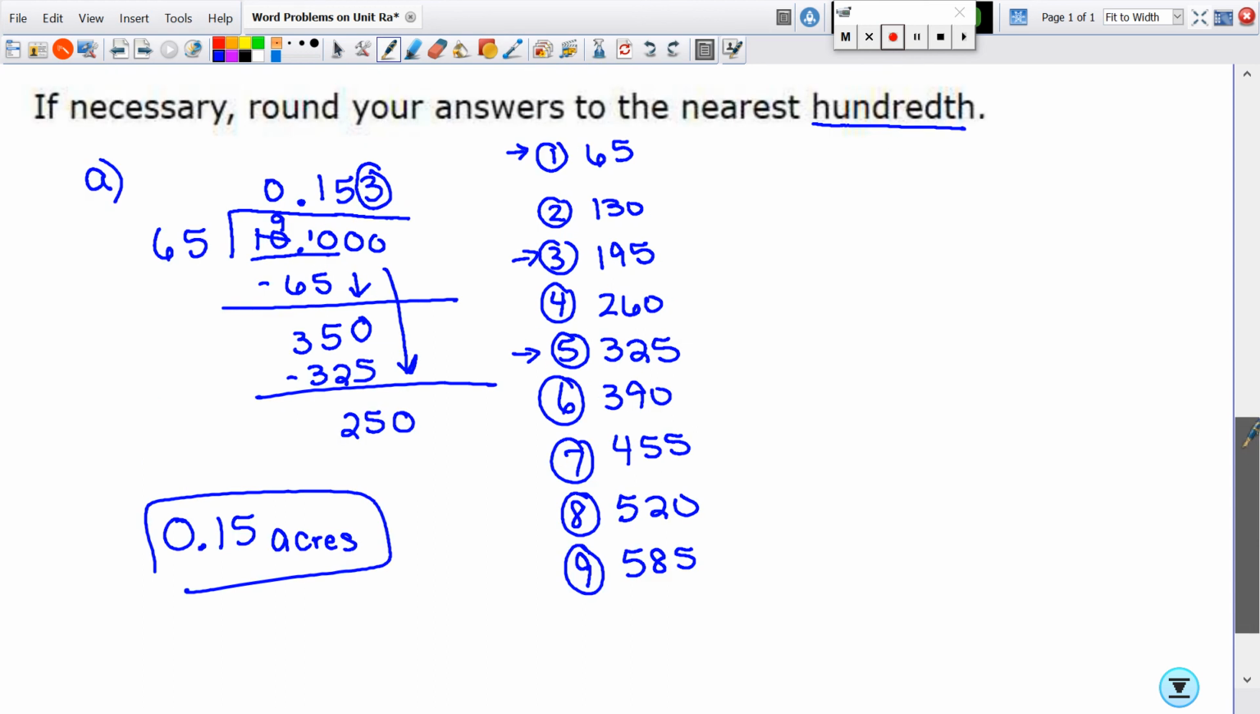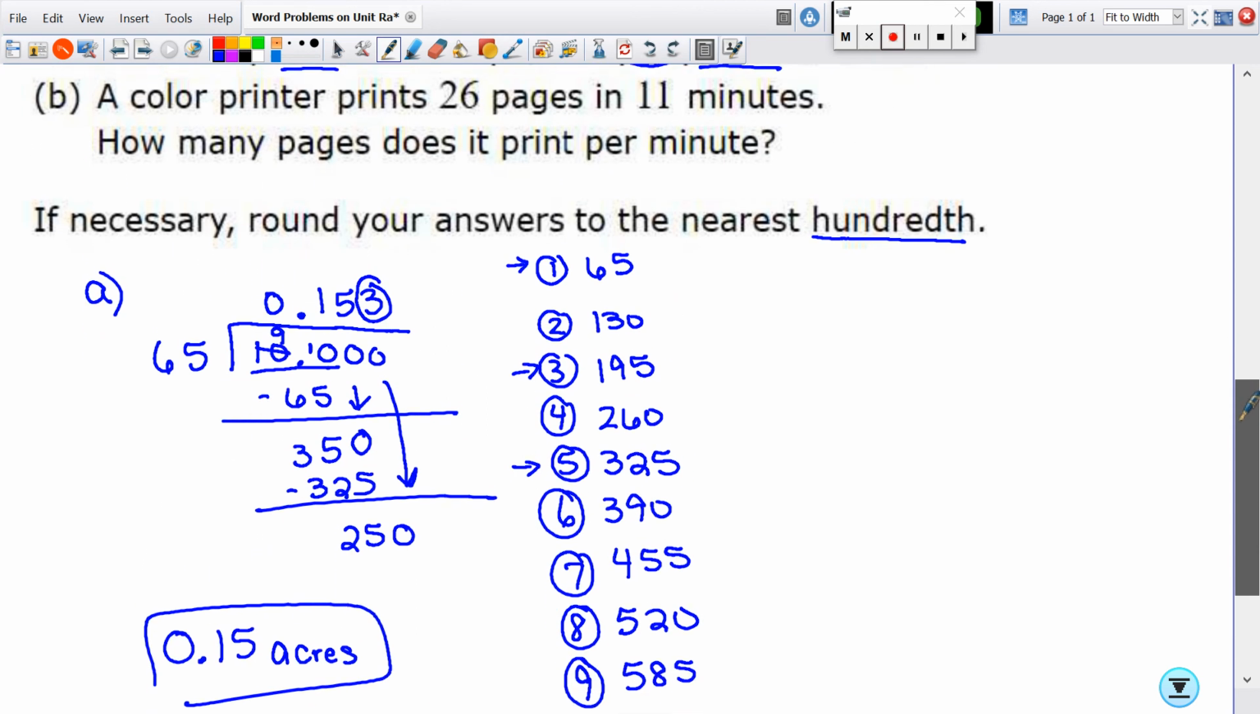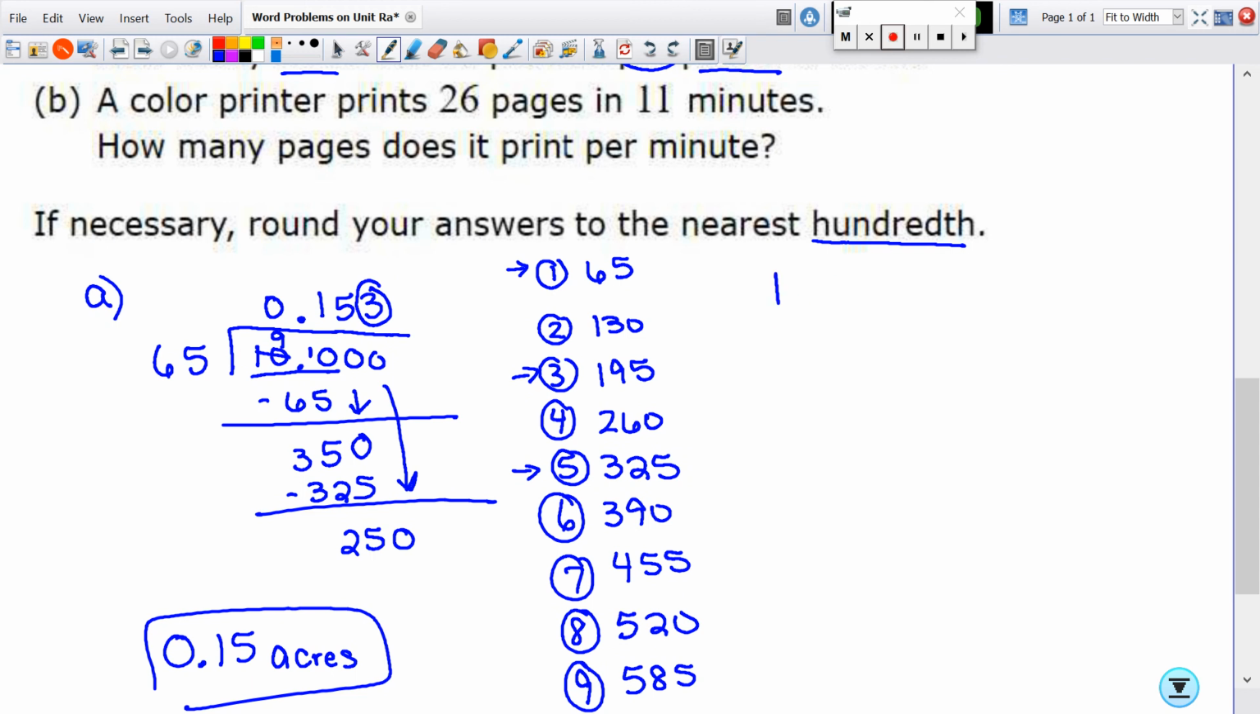Okay, letter B. A color printer prints 26 pages in 11 minutes. Here's the word "per." So we want pages first. So 26. And minutes on the outside, 11. Okay, we can do 11 into 26. Let me make my list of numbers to make the division easier.